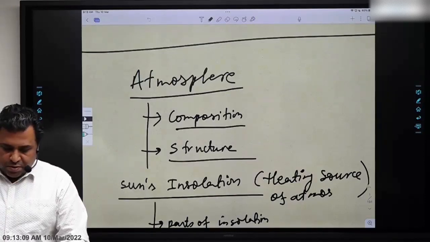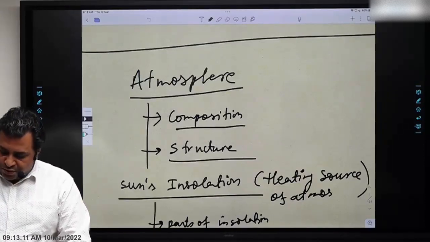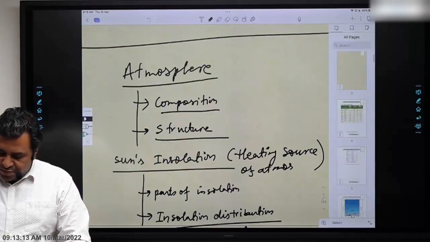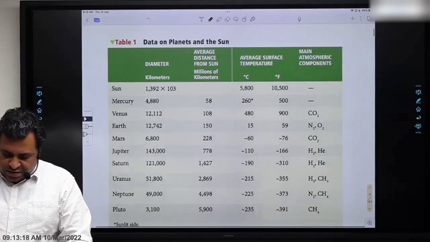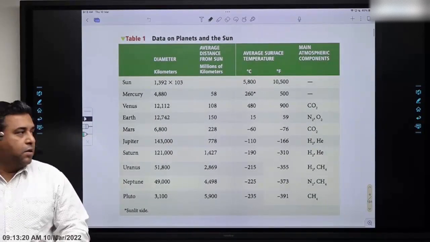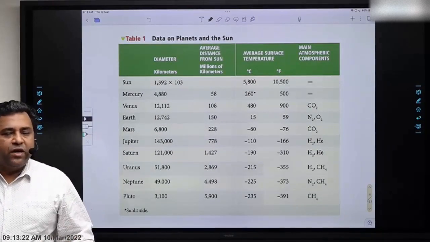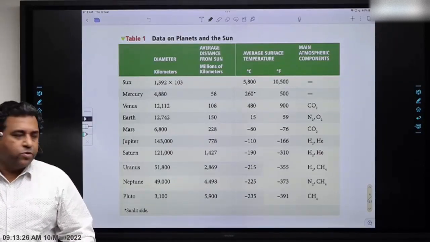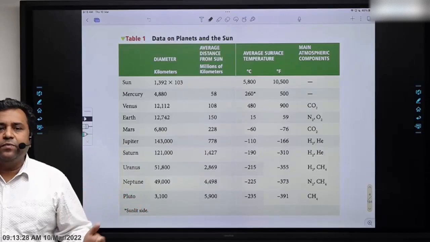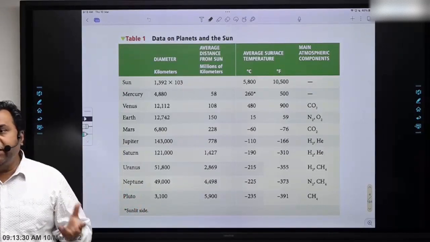Right? So, good. So when you talk of the composition, just before that, first of all, is the Earth the only planet to have an atmosphere? I did ask you last time also, and you told me no. So which other planets have atmosphere, and what is their atmosphere mainly made up of?